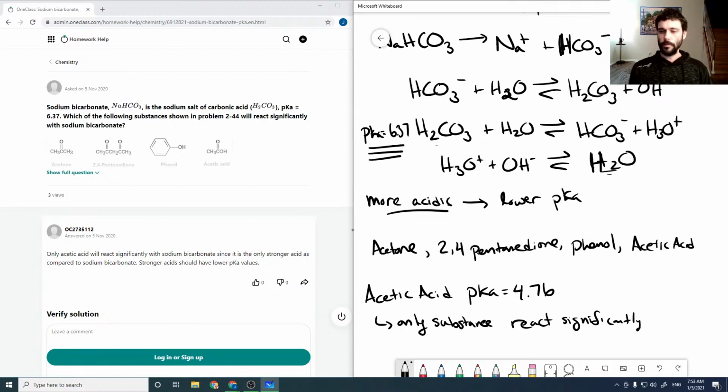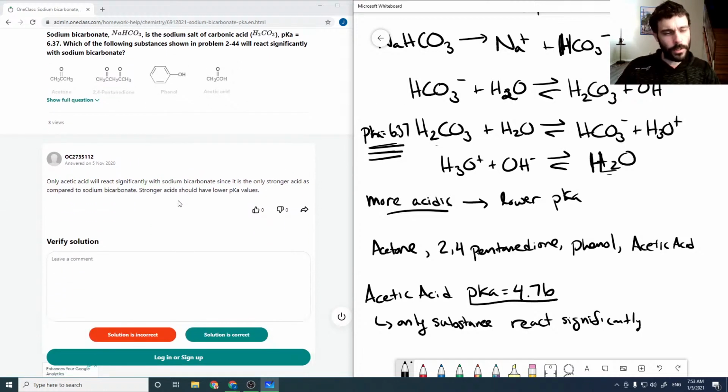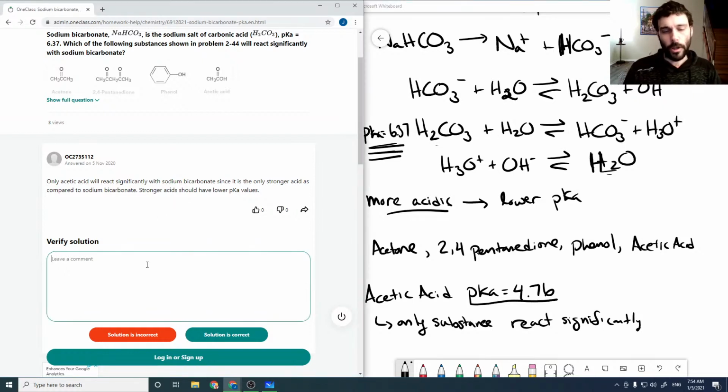Just to reiterate, it's because the pKa of acetic acid is lower than the pKa of the salt's conjugate acid. If we check the solution, only acetic acid will react significantly since it is the only stronger acid as compared to the conjugate acid. And stronger acids have lower pKa values. So that looks good.